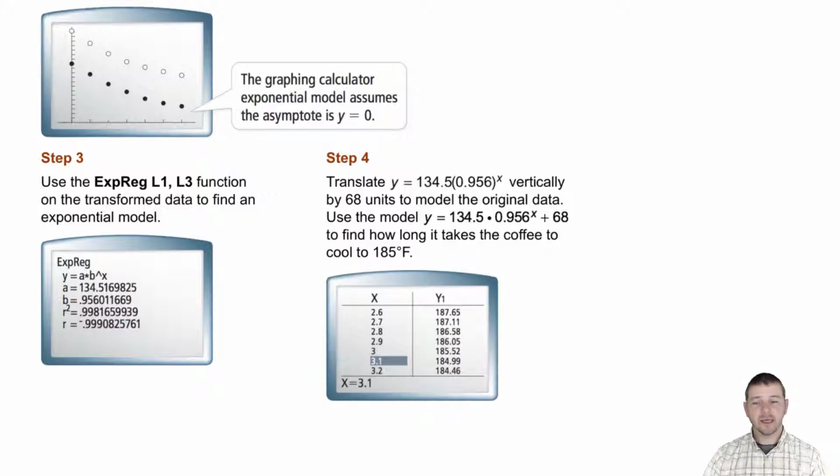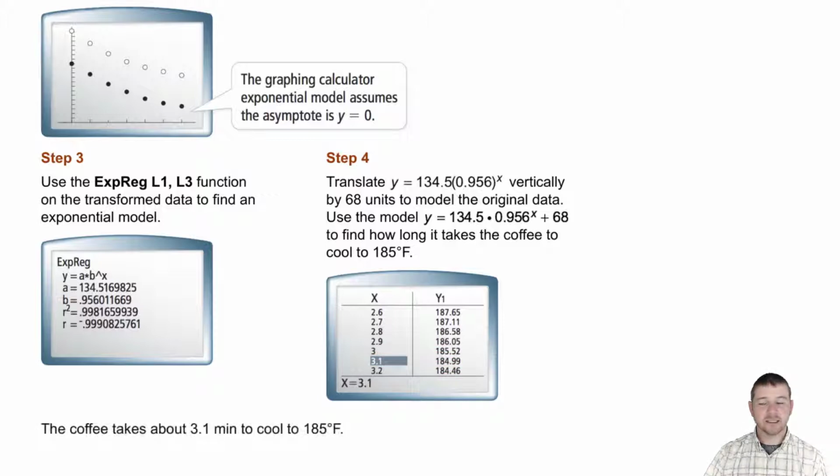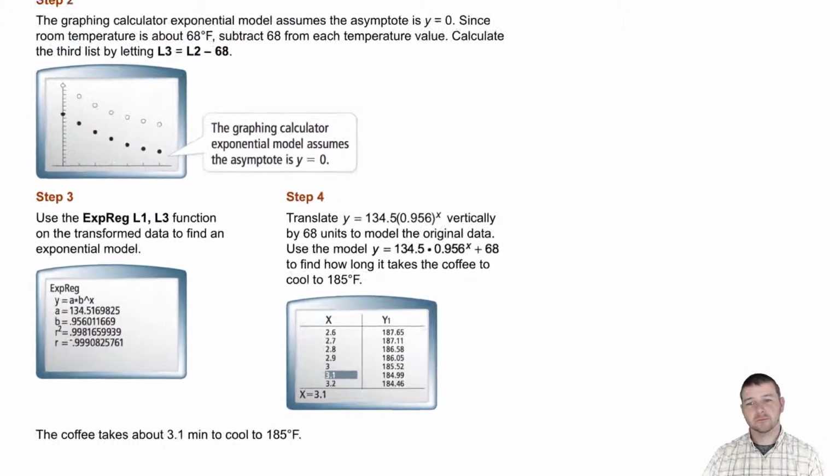Noting the table, an x value of 3.1 leads to a y value of 184.99, incredibly close to 185 degrees. And so we can state, the coffee takes about 3.1 minutes to cool to 185 degrees Fahrenheit.